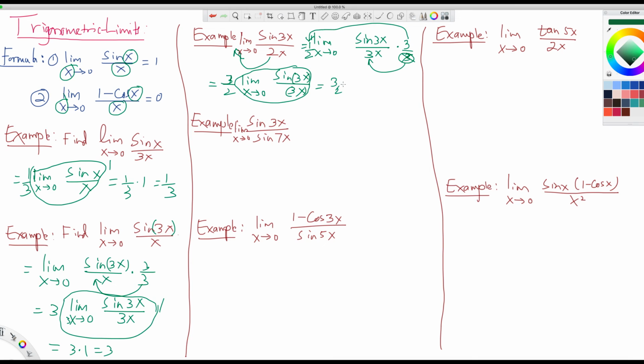So 3/2 times 1 is just 3/2. How do you do this one then? That 3/2 is the final answer. How about this one? There is sine 3x, there are 2 sines. So we'll use that formula twice. How do I do that?